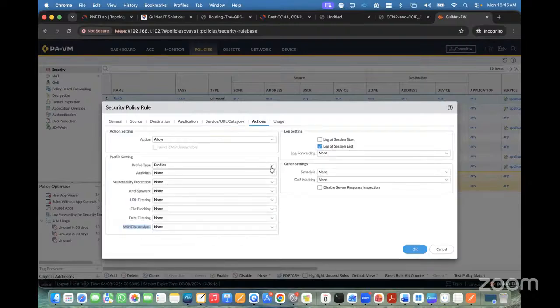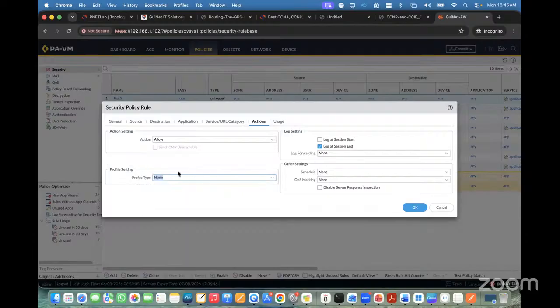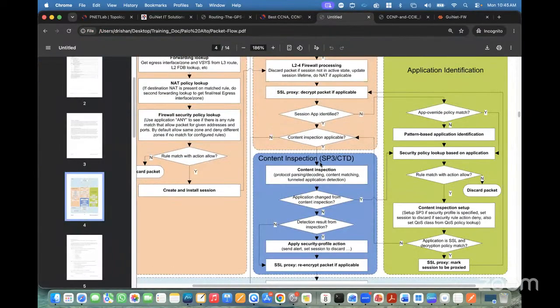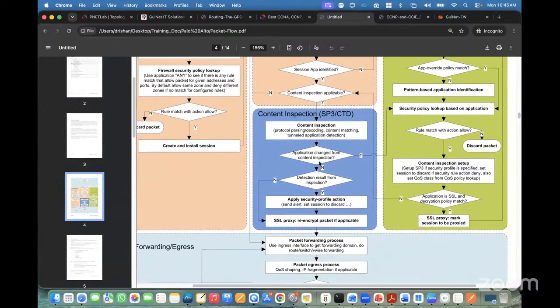So if you say no, it's saying none. That means you do not require the content inspections. But if you say yes, it is required, and you apply this policy, then it will start doing the checks. So it's the same thing we are talking about, content inspection. Maybe you're going to say no, I don't need it.